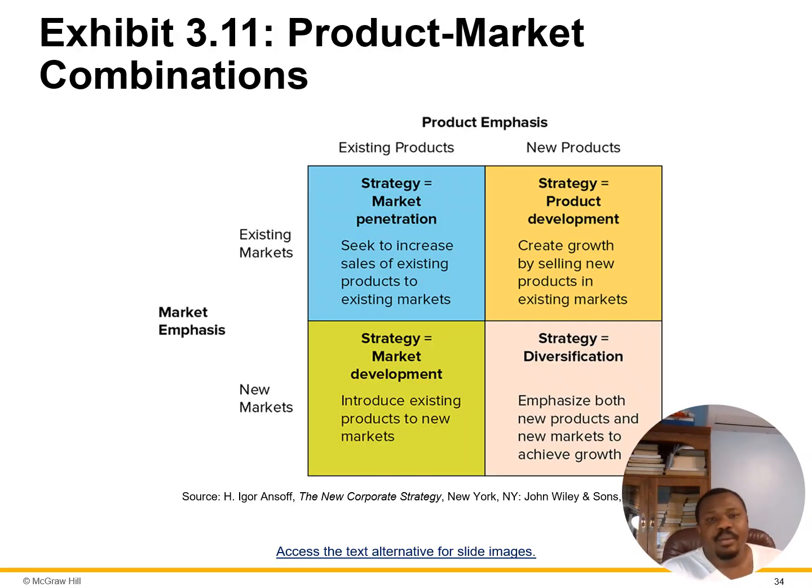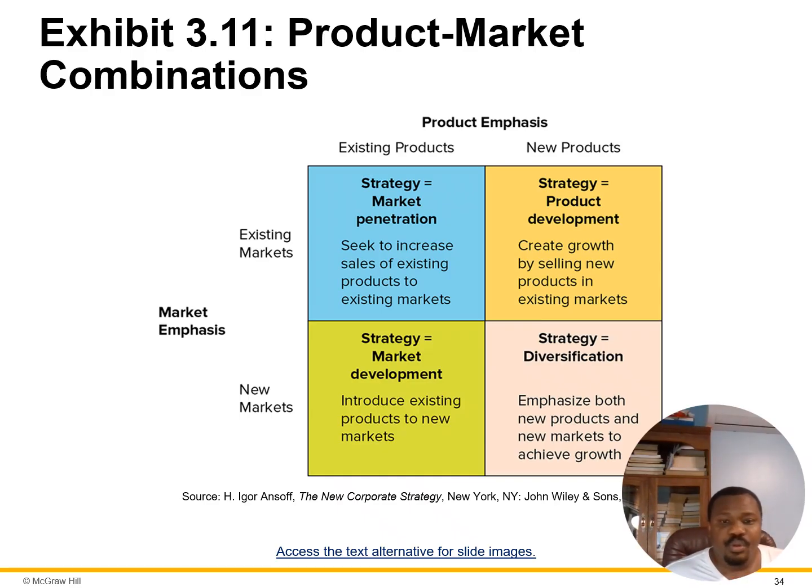Now, when you look at the product market combinations, for instance, we have existing products and existing markets, and we have new products and new markets. When we look at the market emphasis and the product emphasis, the product emphasis looks at the existing product and the new product, but the market emphasis looks at the new markets and also considers the existing markets. Okay, now let's look at how it goes.